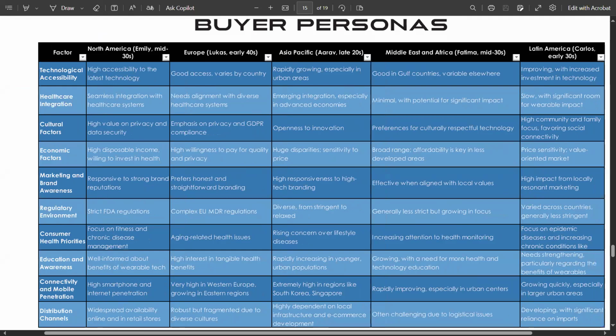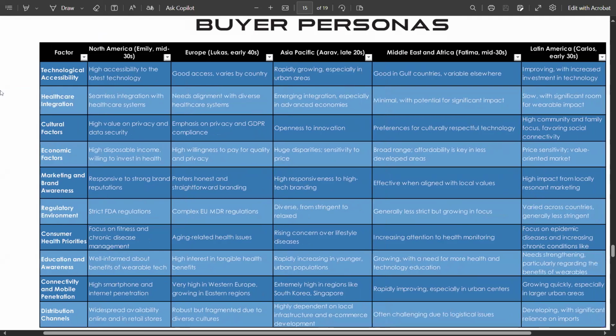So, just to highlight these, in North America, the buyer is more tech savvy, more privacy focused, and they are willing to invest. You can launch a lot of expensive things in here, and they are ready to buy them. In Europe, the customer is more privacy and compliance oriented. They want quality, and they are also health centric.